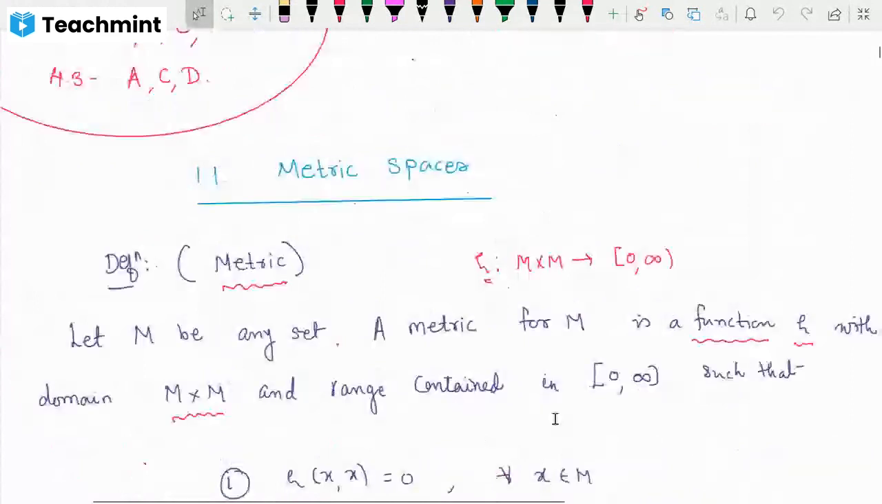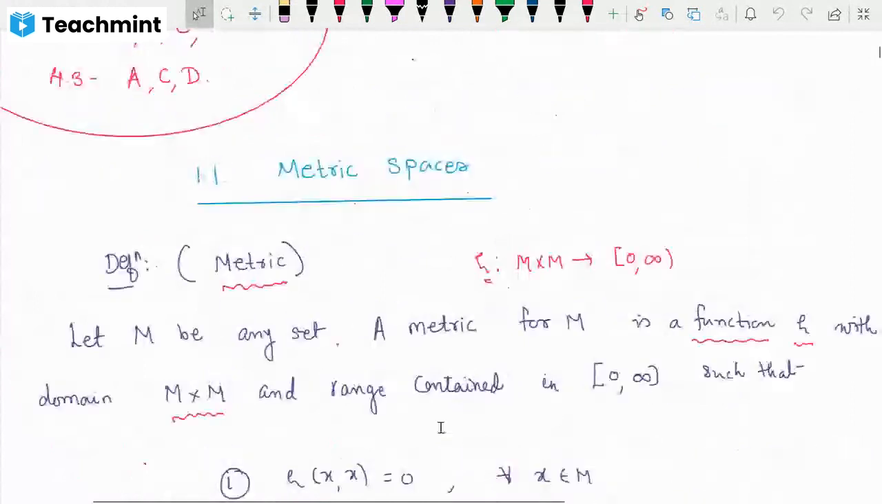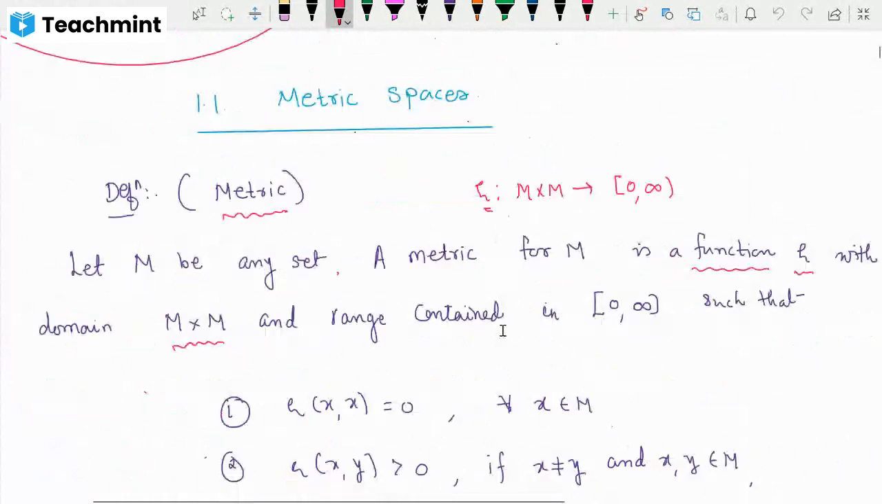First is to define metric. So let us see what is the definition of metric. Actually, metric is a mapping from M cross M to the closed interval 0 to infinity, that is, the set of non-negative real numbers. So metric is a mapping from M cross M to the set of non-negative real numbers and satisfies 4 conditions.